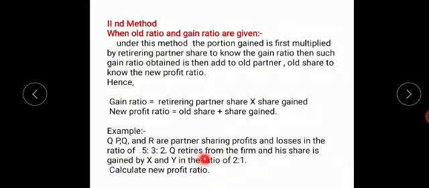Q retires from the firm and his share is acquired by X and Y in the ratio of 2:1. So your total is 3, since 2 plus 1 is 3, and here it is 5 plus 3 plus 2, which gives us a total of 10. Now what is the new profit ratio? We'll see.